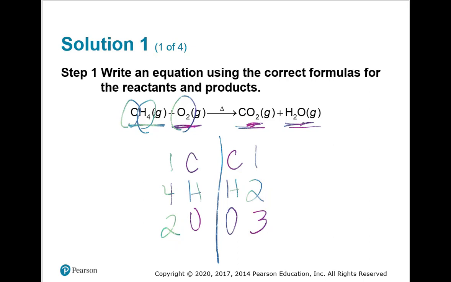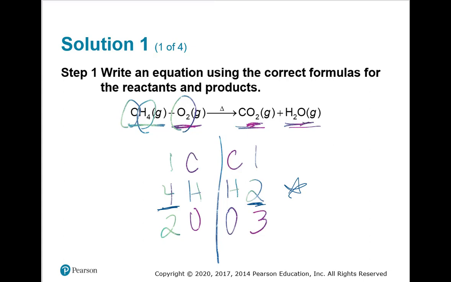I go, okay, the top one, carbon, we're good. Let's move on to the next one. Hydrogen. All right, who needs more? The right side needs more, and we need to think in multiples. In multiples, how do I get my right side 2 to equal the left side 4? Well, I need to multiply the right side by 2.